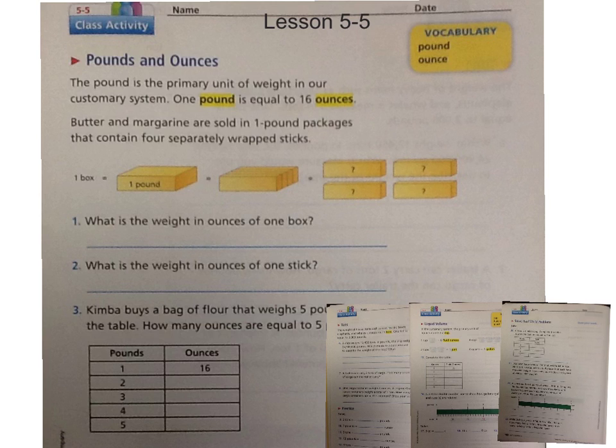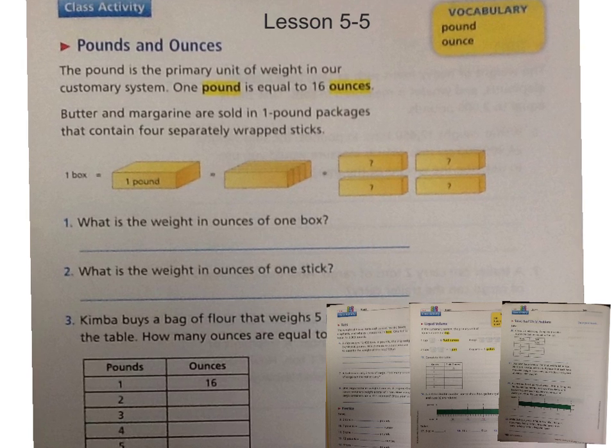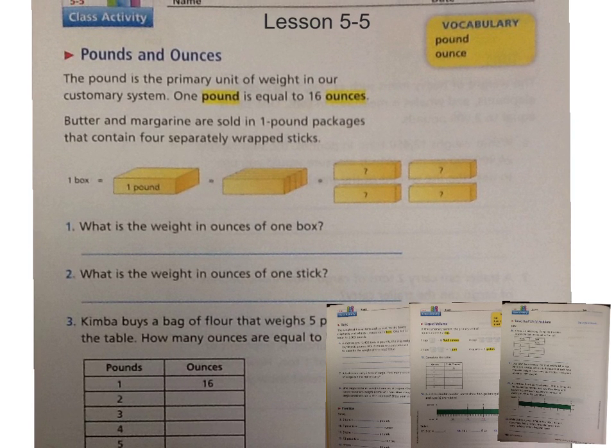It's not like there's milli and centi and deci and all this stuff. It's just 1 pound, 16 ounces. So let's go over the pounds and ounces quickly. I'd like to roll through a couple pages and have you go off on your own and work through the rest. It says the pound is the primary unit of weight in our customary system.